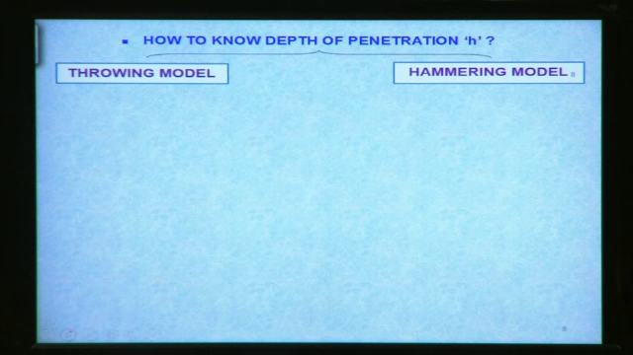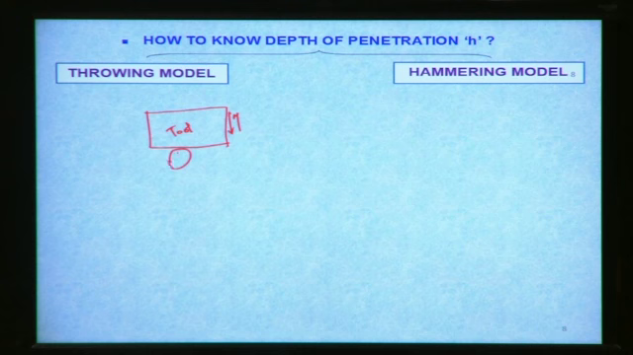So there are two models out there: one is the throwing model, another is the hammering model. Suppose this is the tool here. It is vibrating with an ultrasonic frequency. Now there are abrasive particles which it hits. And this is the workpiece here.